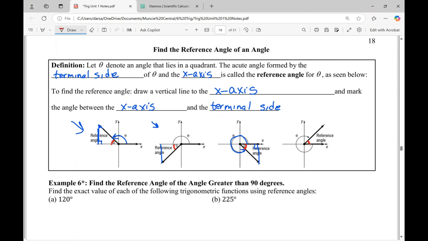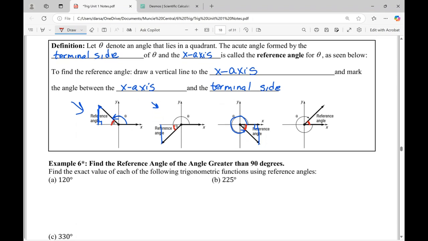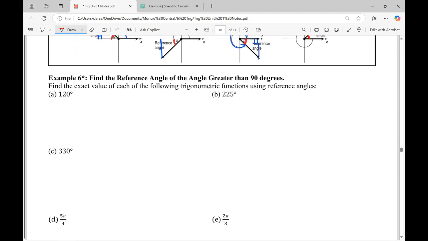In an angle that is in the first quadrant, the reference angle usually just is the angle, unless we're doing something crazy like going in a negative direction. Okay, so this is where those angles are placed. Now, let's see if we can find the reference angle for some angles.